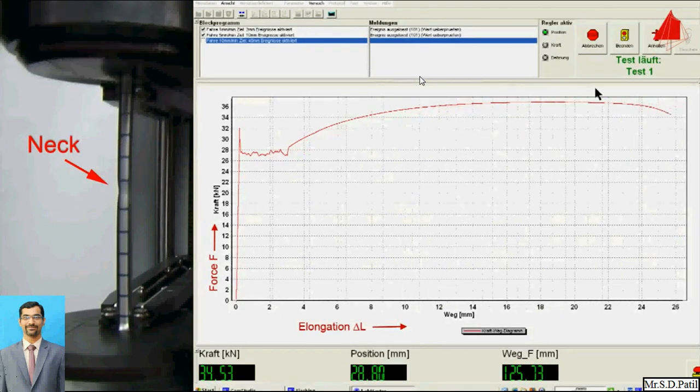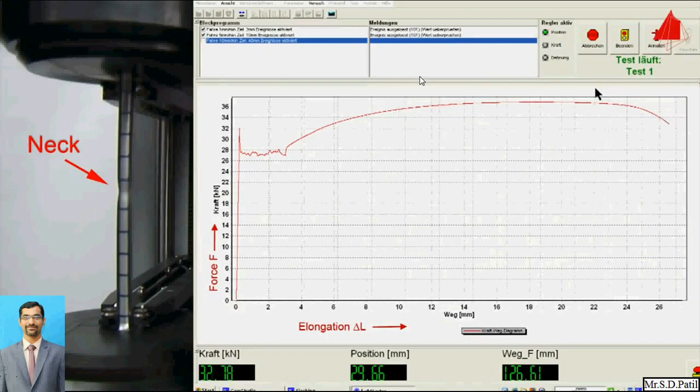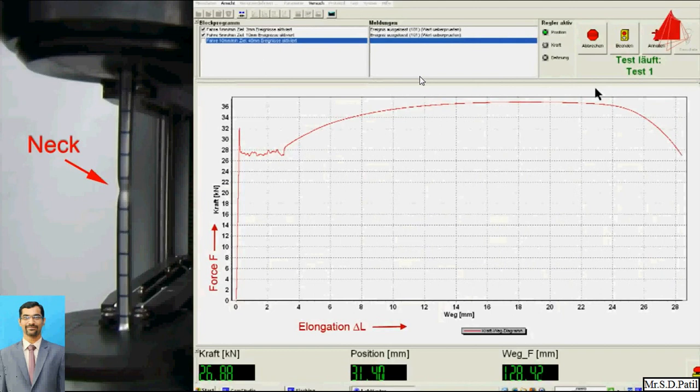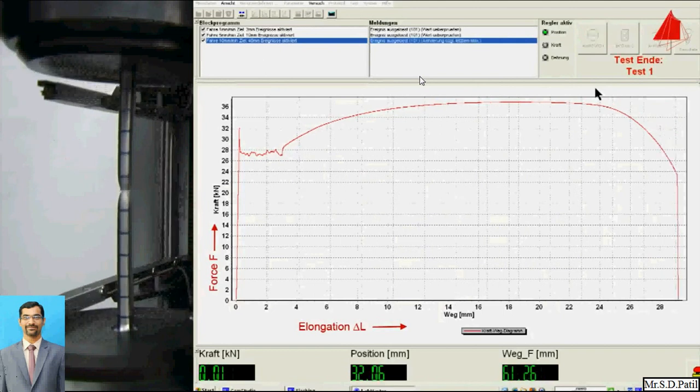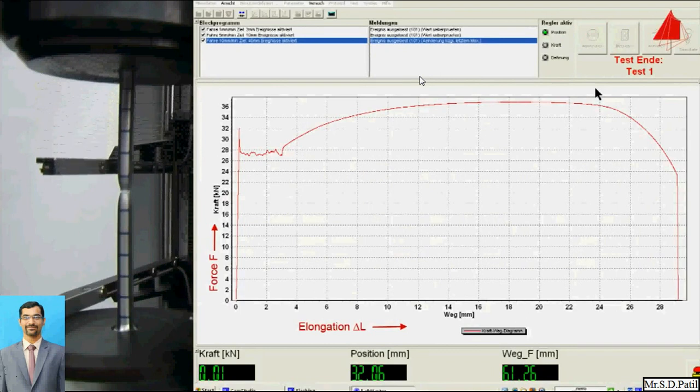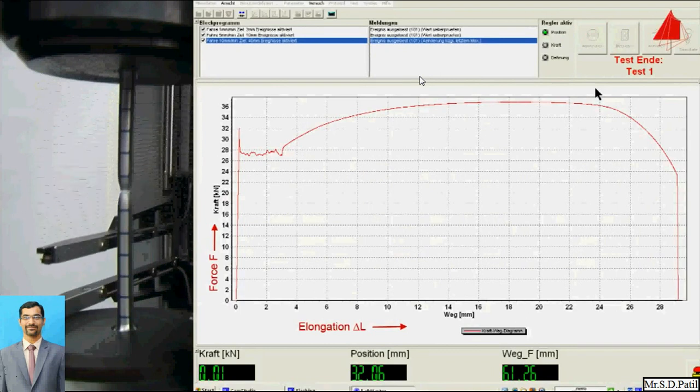Neck, in the sense, is like our neck, so it is called a neck formation. Now it is the point where the specimen will break. So this will be the neck formation. Now the fracture occurs. So this will be the drop point.